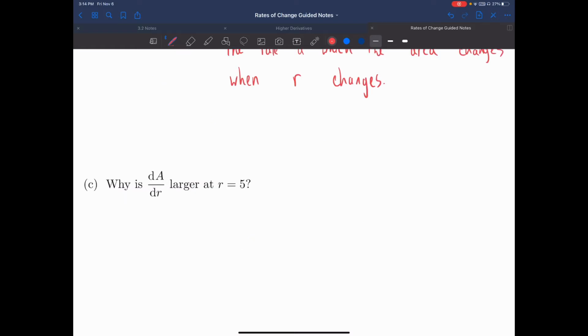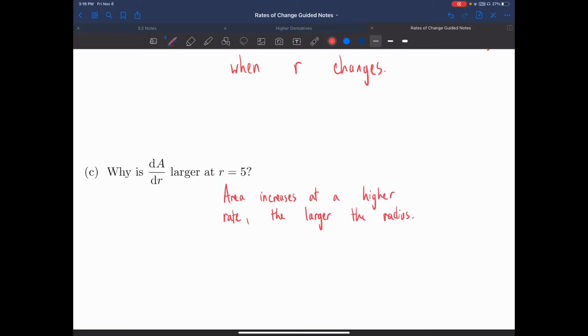Okay, for part C, why is dA/dr larger at r equals 5? So why is the rate at which the area changes larger at r equals 5? Well, the area of a circle is increasing as r is squared. So the larger the radius, the faster the area is going to increase. So dA/dr is larger at r equals 5 because it's a larger radius than r equals 2. Okay, so the area increases at a higher rate the larger the radius.